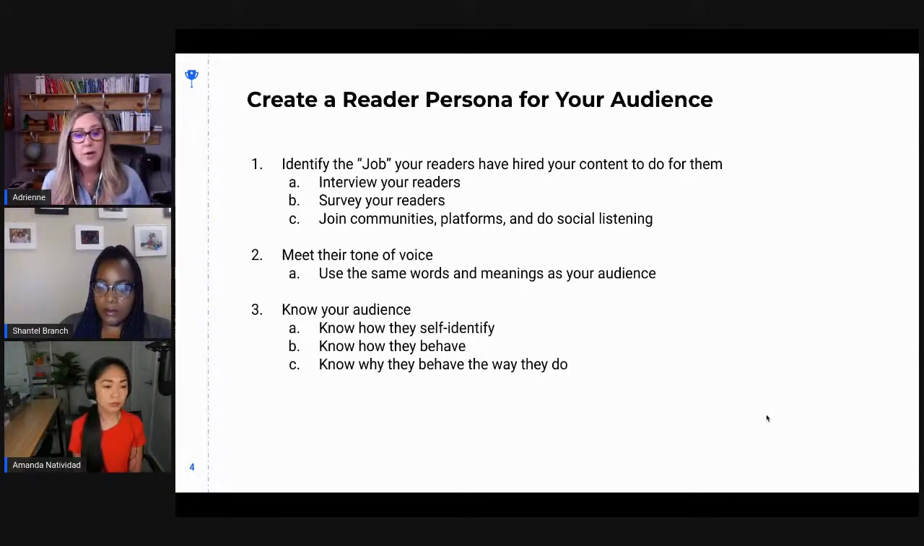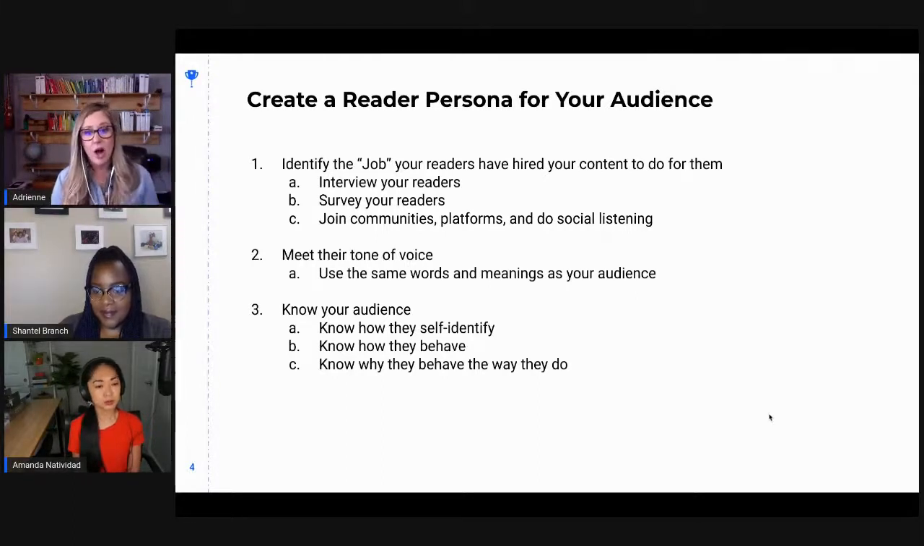And then another way you know your audience is you know why they behave the way they do. That why comes from one of the most important ways of audience research that I love to do, which is customer conversations. What I'm looking for, and I'll start with number one, is to identify the job your readers have hired your content to do for them.